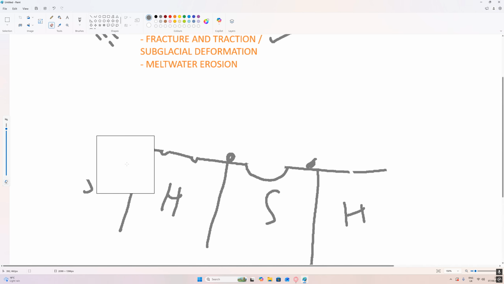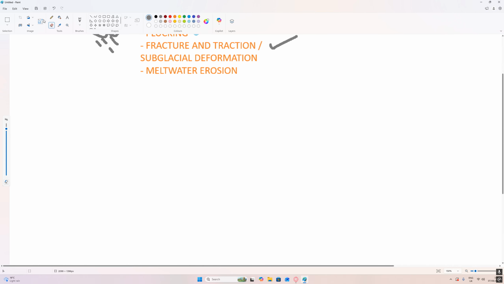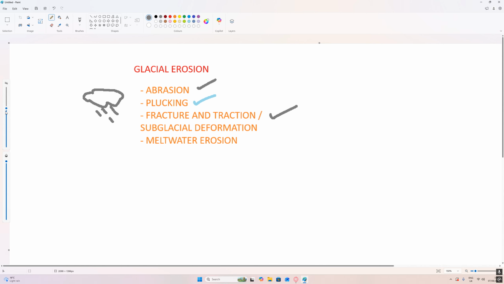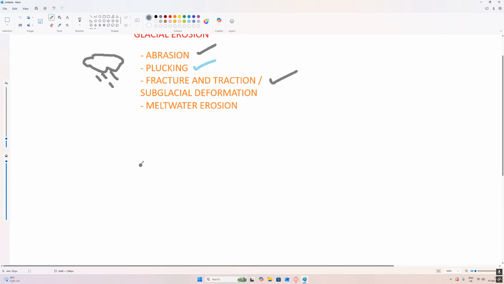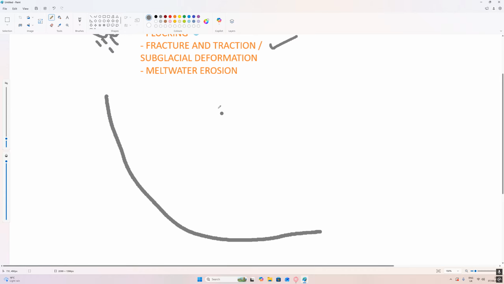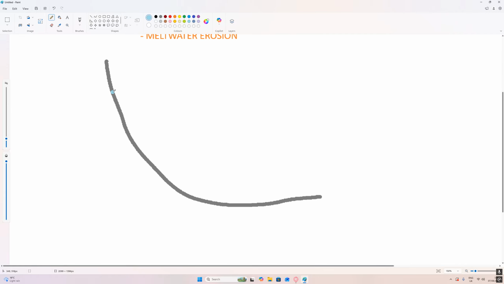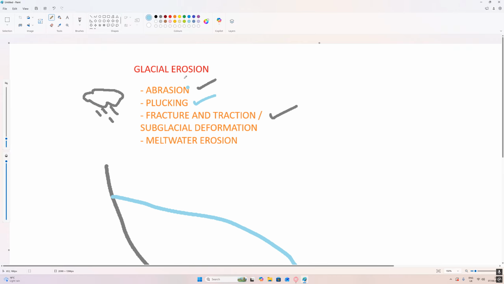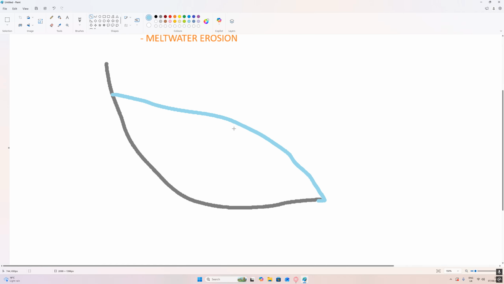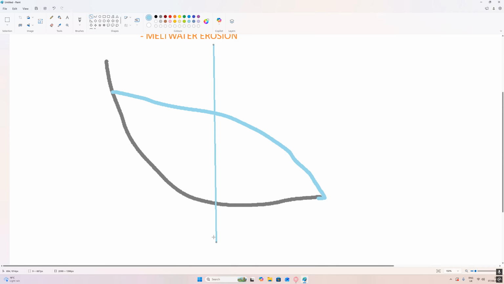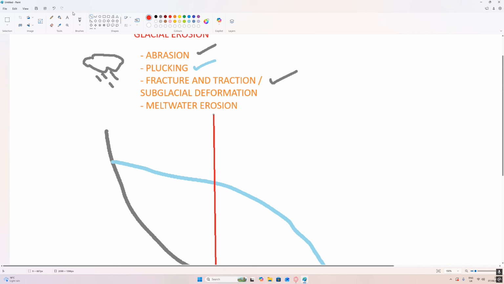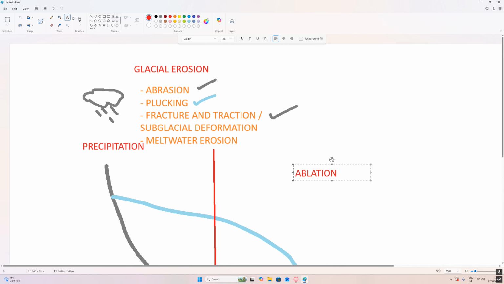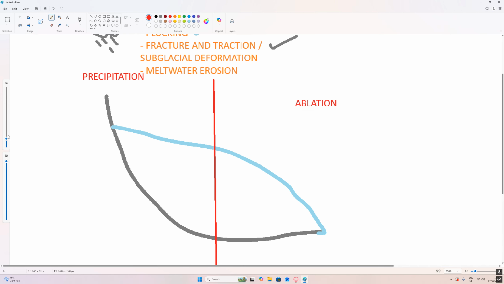So there we are. Next one is meltwater erosion, and this is the final one. This one I would say is quite simple. You basically just have your glacier again, and let's make it a little bit more technical. Here is your line of equilibrium, so your precipitation occurs here, and your ablation occurs here. Ablation is just the loss of mass from a glacier, right? This is your ablation, that's your precipitation.